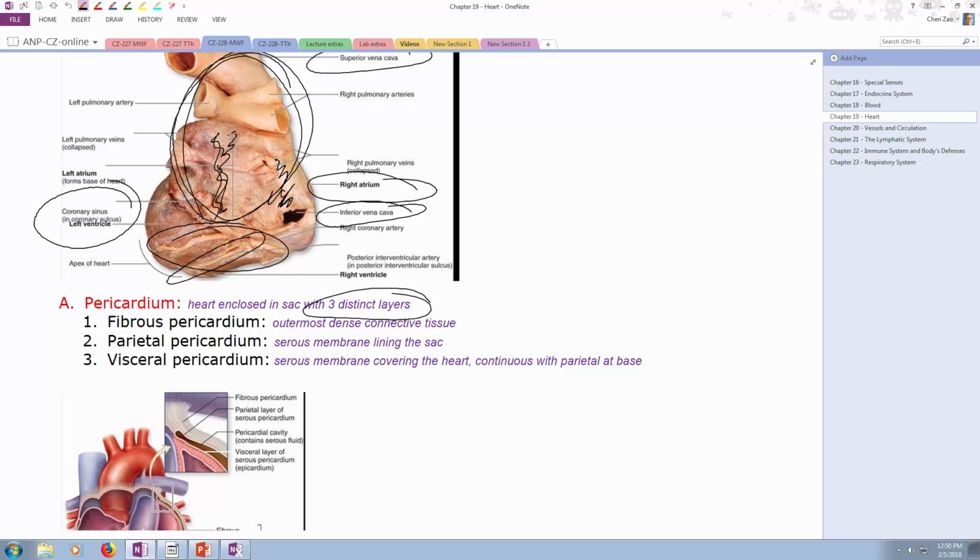So remember, fibrous, outermost aspect of the sac, so like your grocery sac, the outermost aspect of your grocery sac would be the fibrous pericardium. The parietal pericardium would be the inside of the grocery sac, and if you actually had a heart in your grocery sac, it would be covered with visceral pericardium.